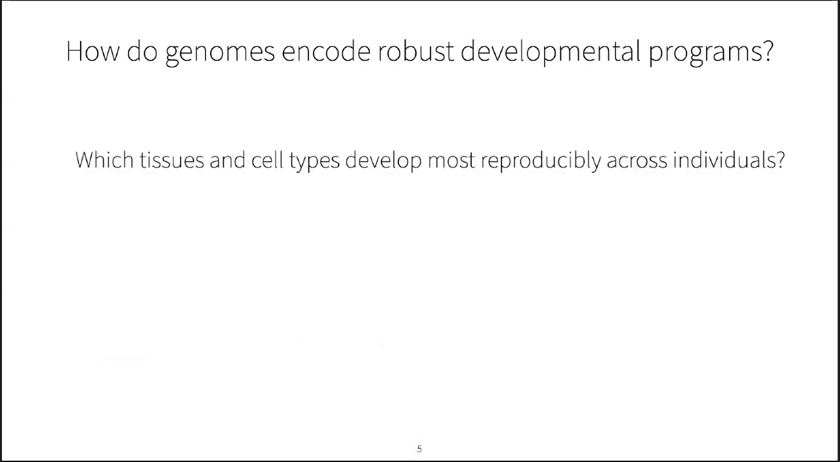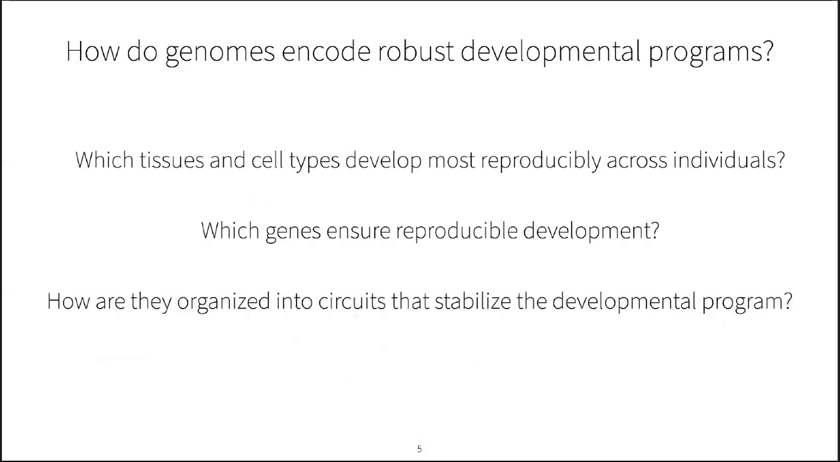So generally, we are interested in knowing which tissues and cell types develop most reproducibly across individual embryos, which genes ensure that reproducible development, and how those genes are organized into circuits and signaling pathways that stabilize the output of the overall developmental program. And we want to be able to address these questions looking at every cell type in the animal and every gene in the genome.